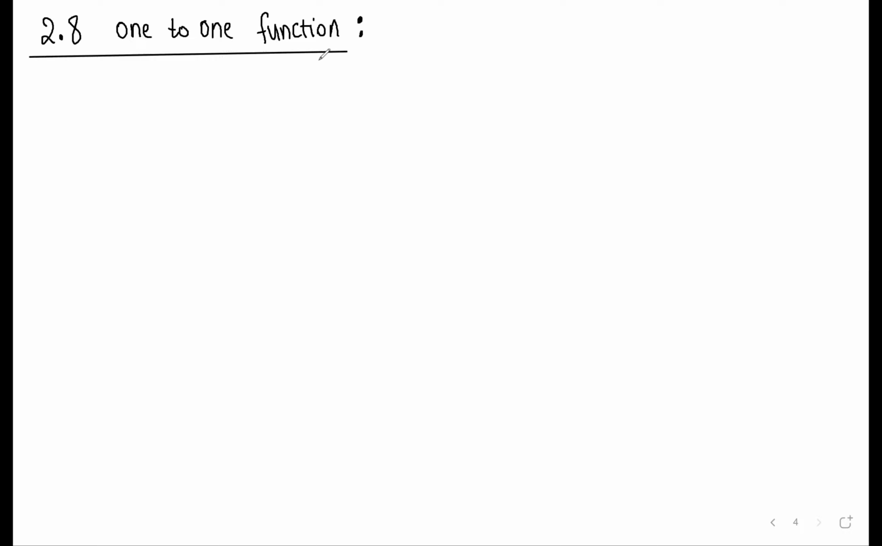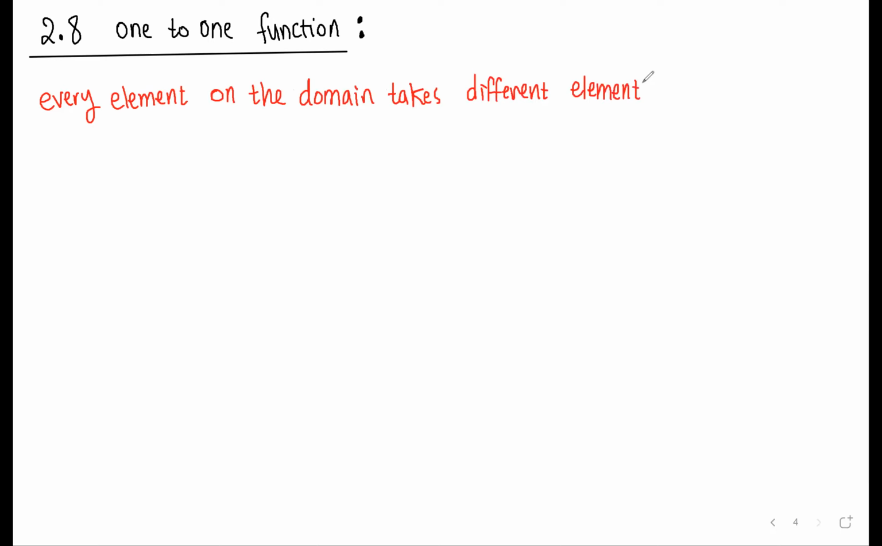So what is the meaning of one-to-one function? This means every element on the domain takes a different element on the range. I will explain what that means.